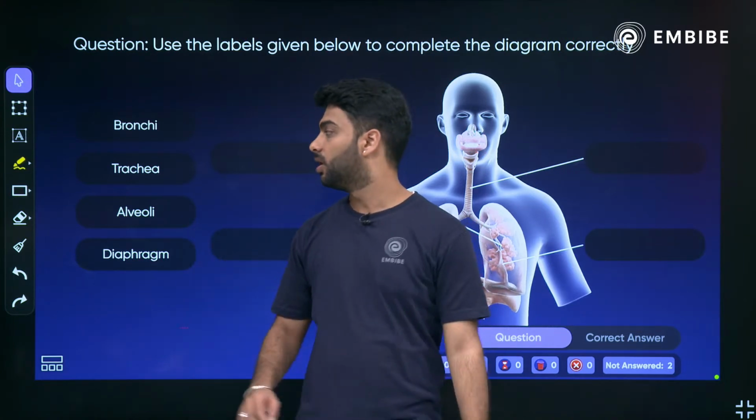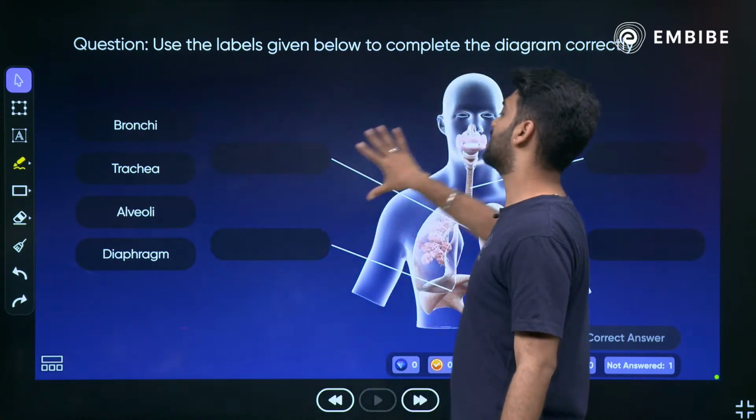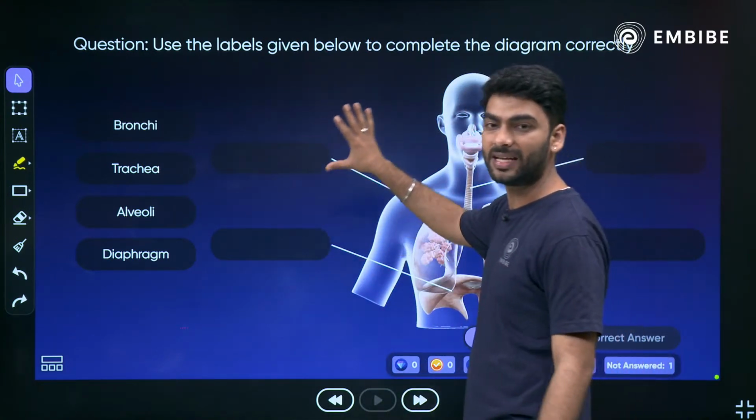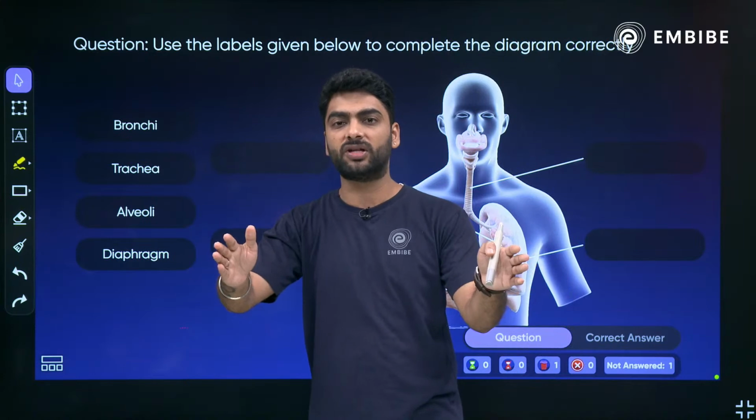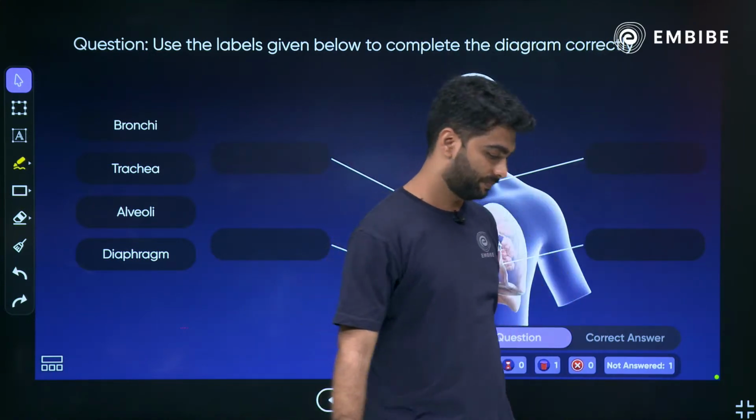उसका नाम क्या है? उसी के साथ साथ what is bronchi, what is trachea, what is alveoli, you just have to put the correct labels in the correct spaces. I'll give you 1 minute for this interesting activity and your time starts now.